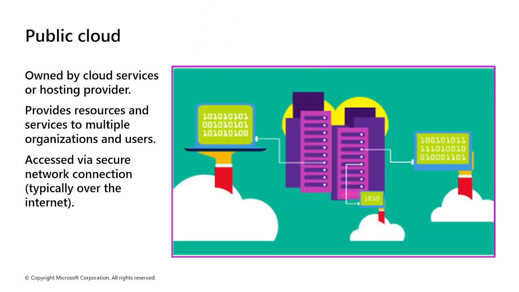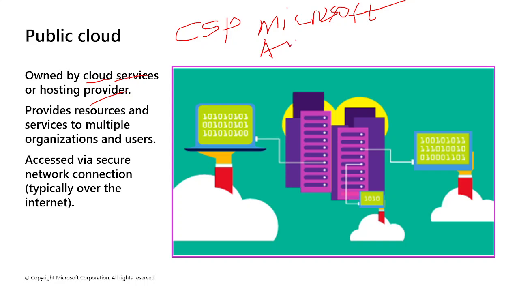While the public cloud is owned by a cloud service or hosting provider, most times they call them cloud service provider. If you hear the word CSP, there are big names in the industry that are common to everyone. One of them is Microsoft, which is one of the most popular ones. And then you also have AWS, which is Amazon Web Services. And then you have Google Cloud, GCP. They provide resources and services to multiple organizations. The emphasis here is on multiple, right, to multiple organizations and users.